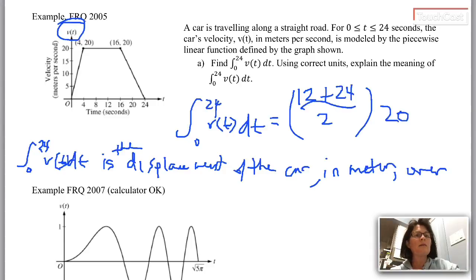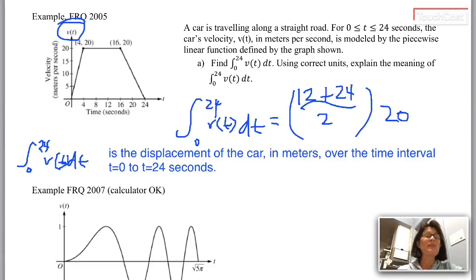Over the time. Let me type this for you. All right, that's better. I typed it up for you. So the integral from 0 to 24 of v of t dt is the displacement of the car in meters over the time interval t equals 0 to t equals 24 seconds. So I'm just going to highlight this because they are looking for four things in this answer to give you full credit. And usually this statement here is only worth 1 point. So if you miss any one of those four things, you get no point, even if you've understood what this value that you've evaluated means.